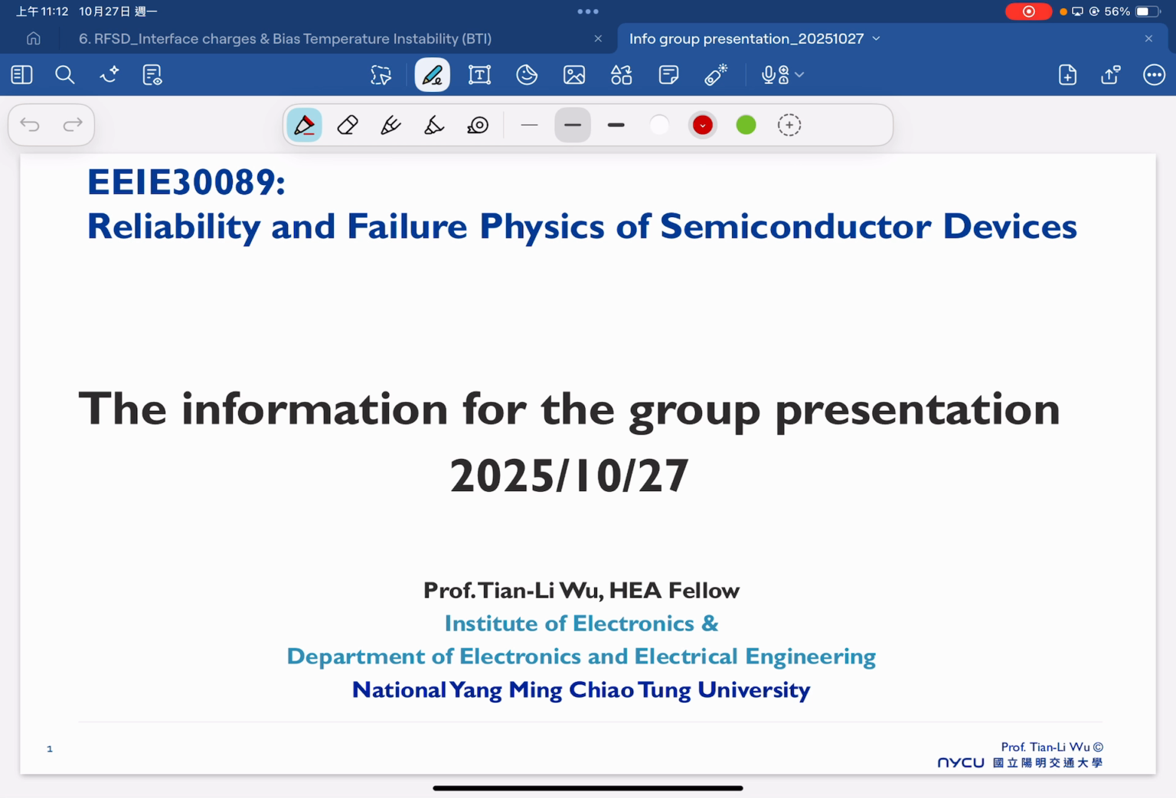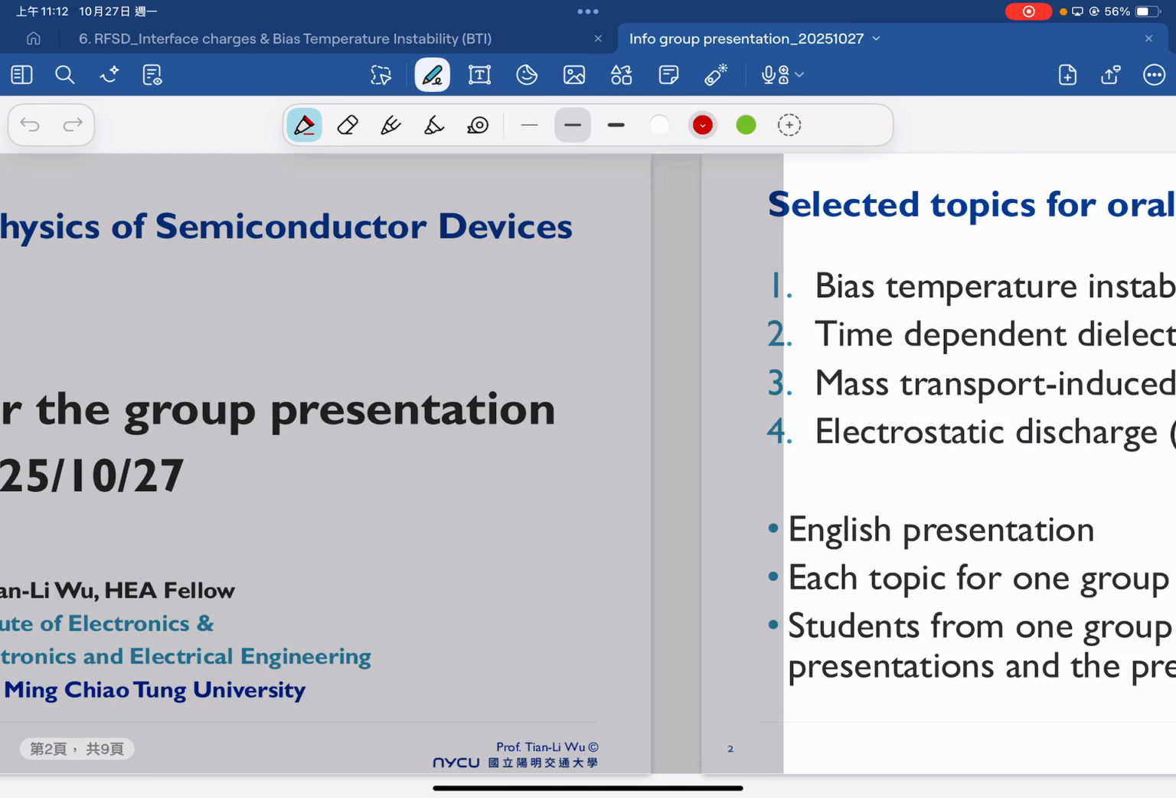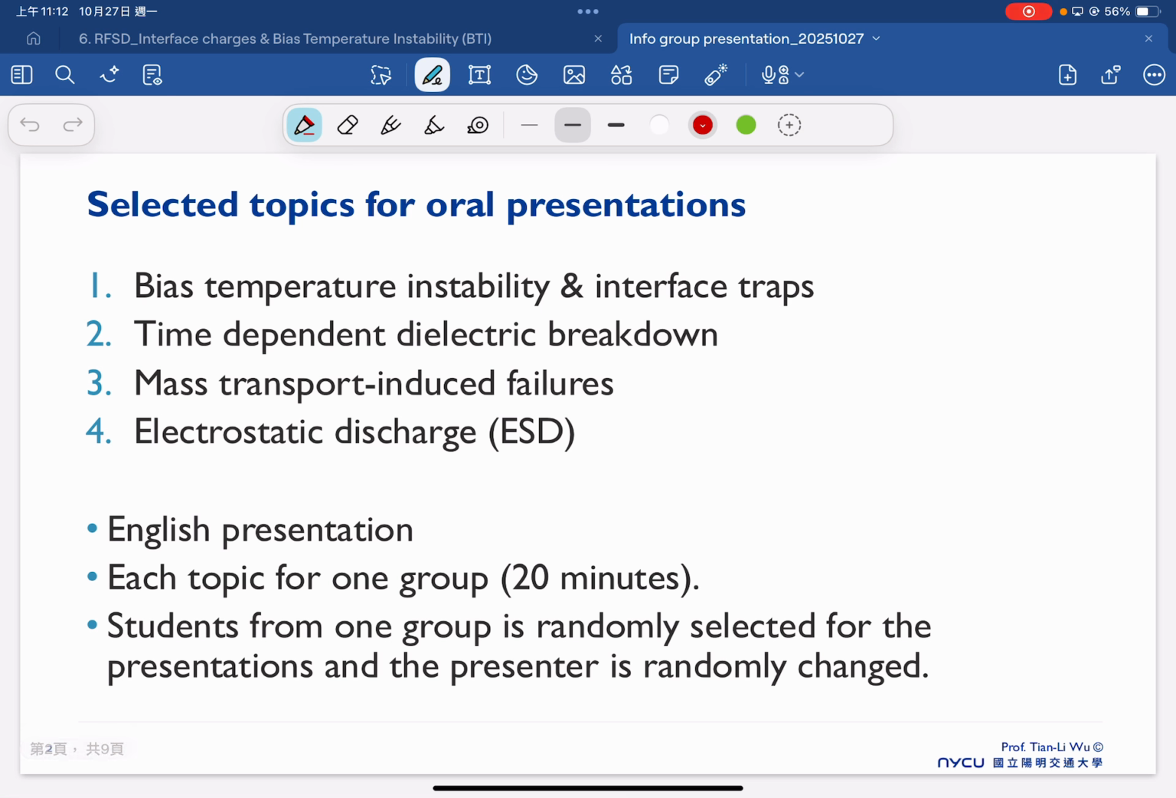Okay, so time has passed, and we are already past the middle of the semester, so we will talk about the group presentations here. First of all, as already mentioned at the beginning of the class, we have 4 different topics, and now we are in the first topic. Next time we will talk about TDDB, and also mass transport induced voids, and also electrostatic discharge.